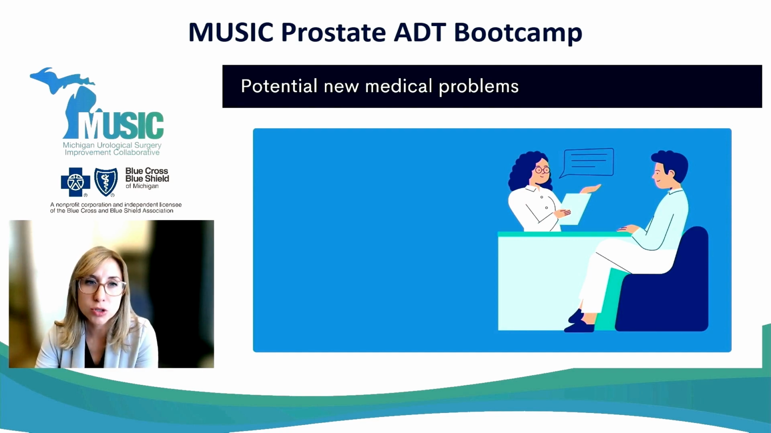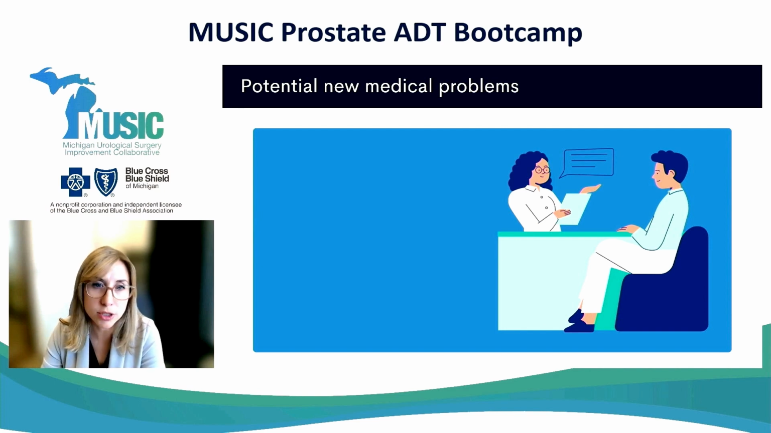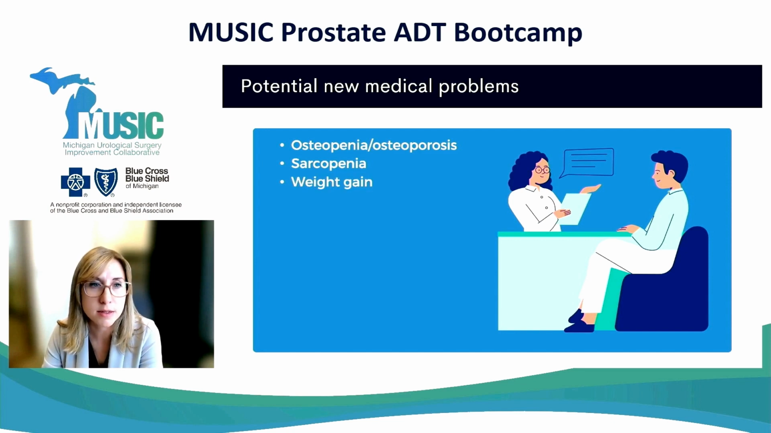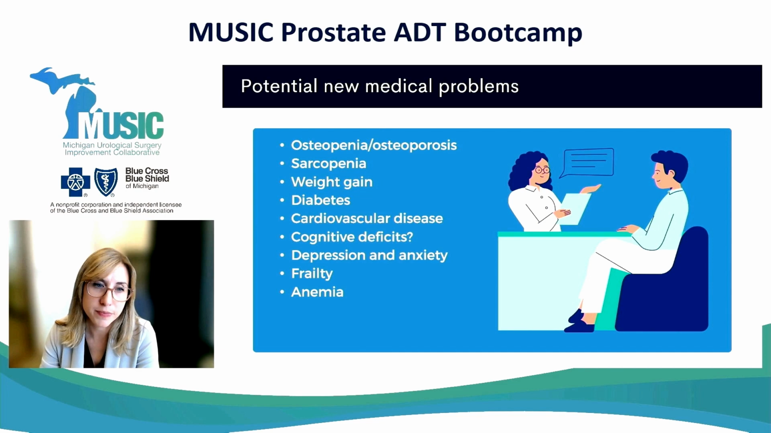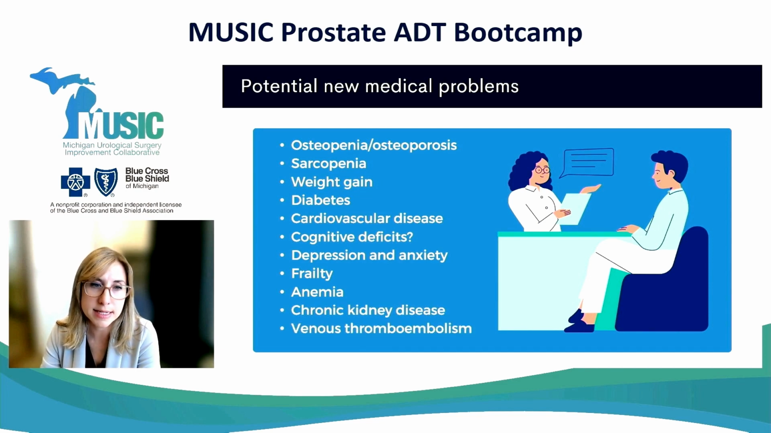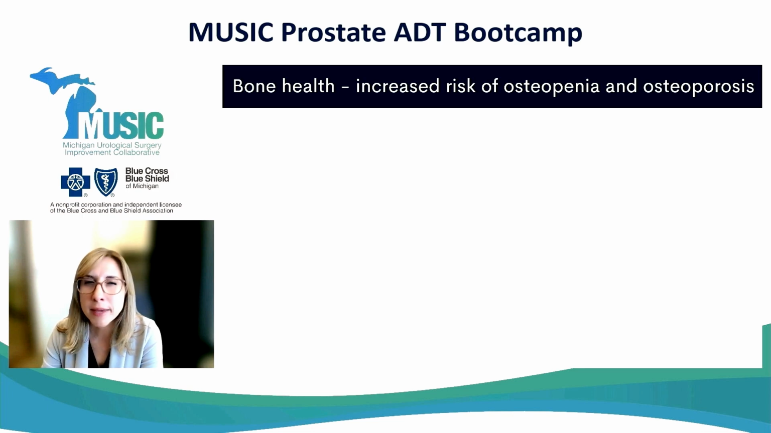Now, what are some potential new medical problems that patients can encounter? Osteopenia or osteoporosis, sarcopenia, which is thinning of the muscles and muscle loss, weight gain, diabetes, cardiovascular disease, cognitive deficits, depression and anxiety, frailty, anemia, chronic kidney disease, and venous thromboembolism. You'll see that I included weight gain as an annoying side effect, but also as a potential new medical problem because it certainly can contribute to new medical issues. So how do we manage some of these things?